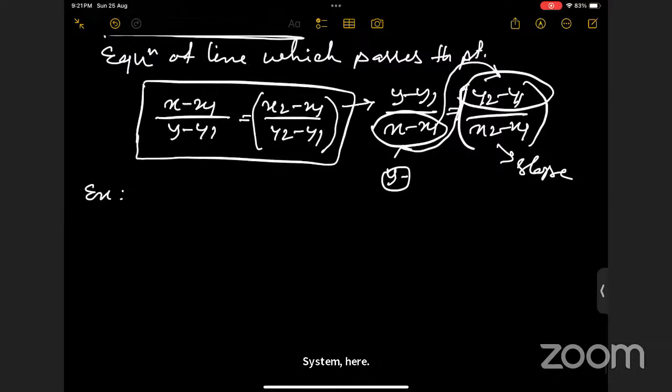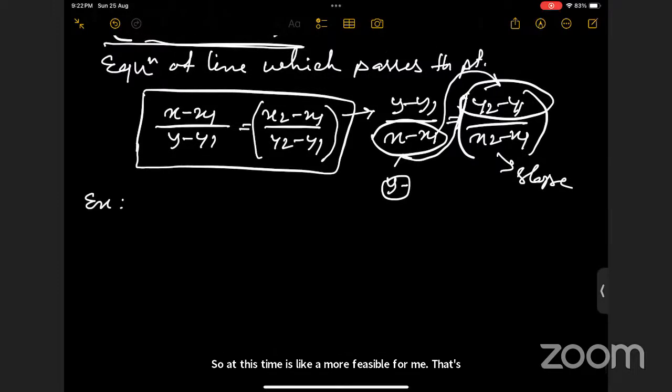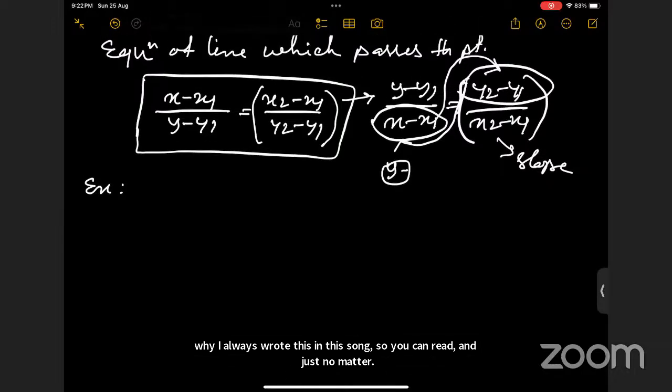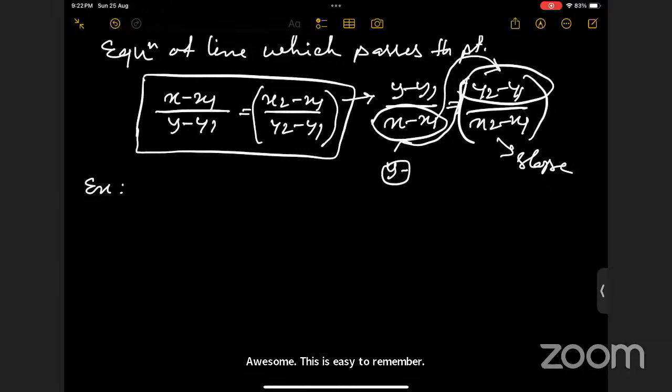So this form is more feasible for me. That's why I always wrote this in this form. So you can rearrange this, no matter. Yes, ma'am. This is easy to remember. Yeah, that's why I used to write this, because it's easy to remember for me. Okay. So what is in the book is also correct, and they are basically the same. No problem.